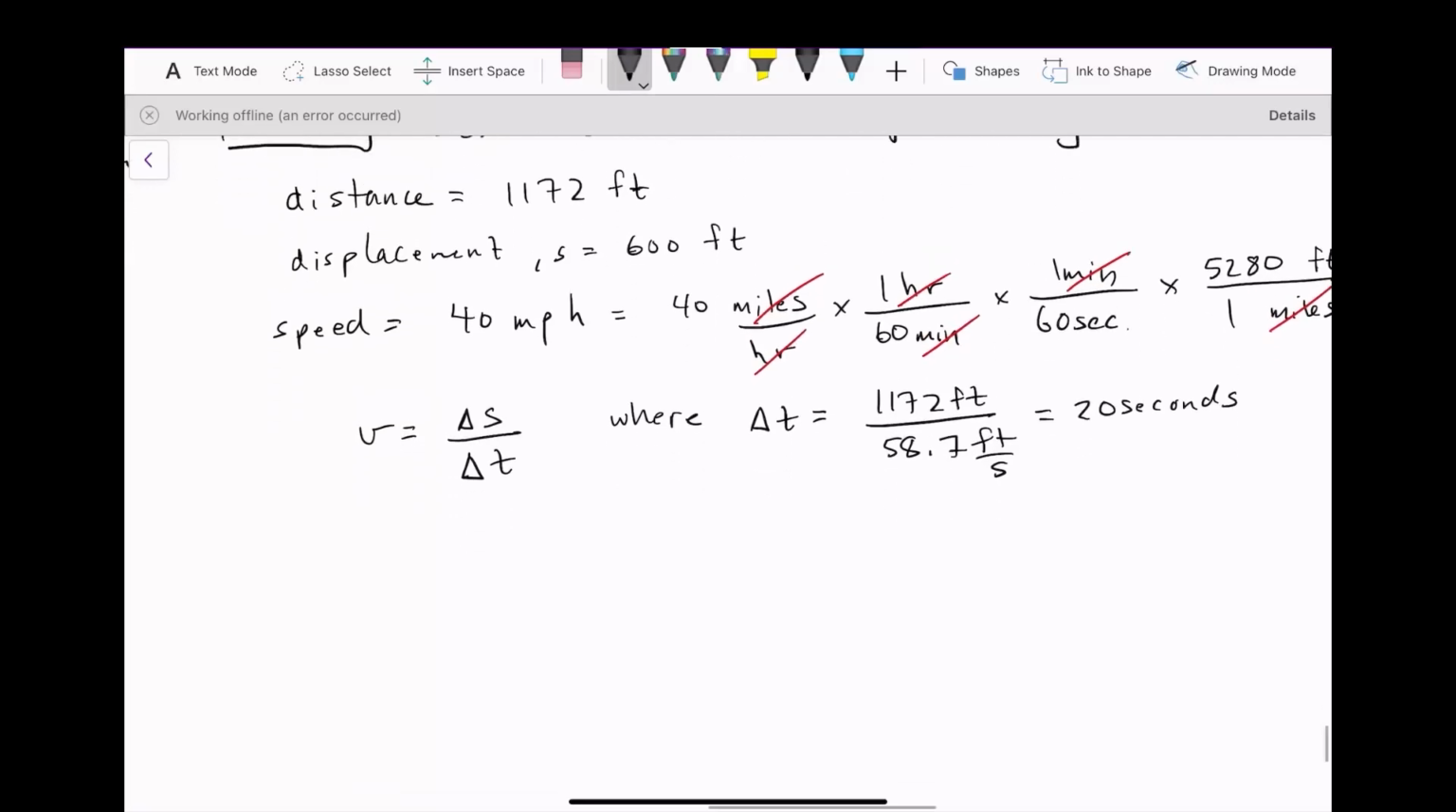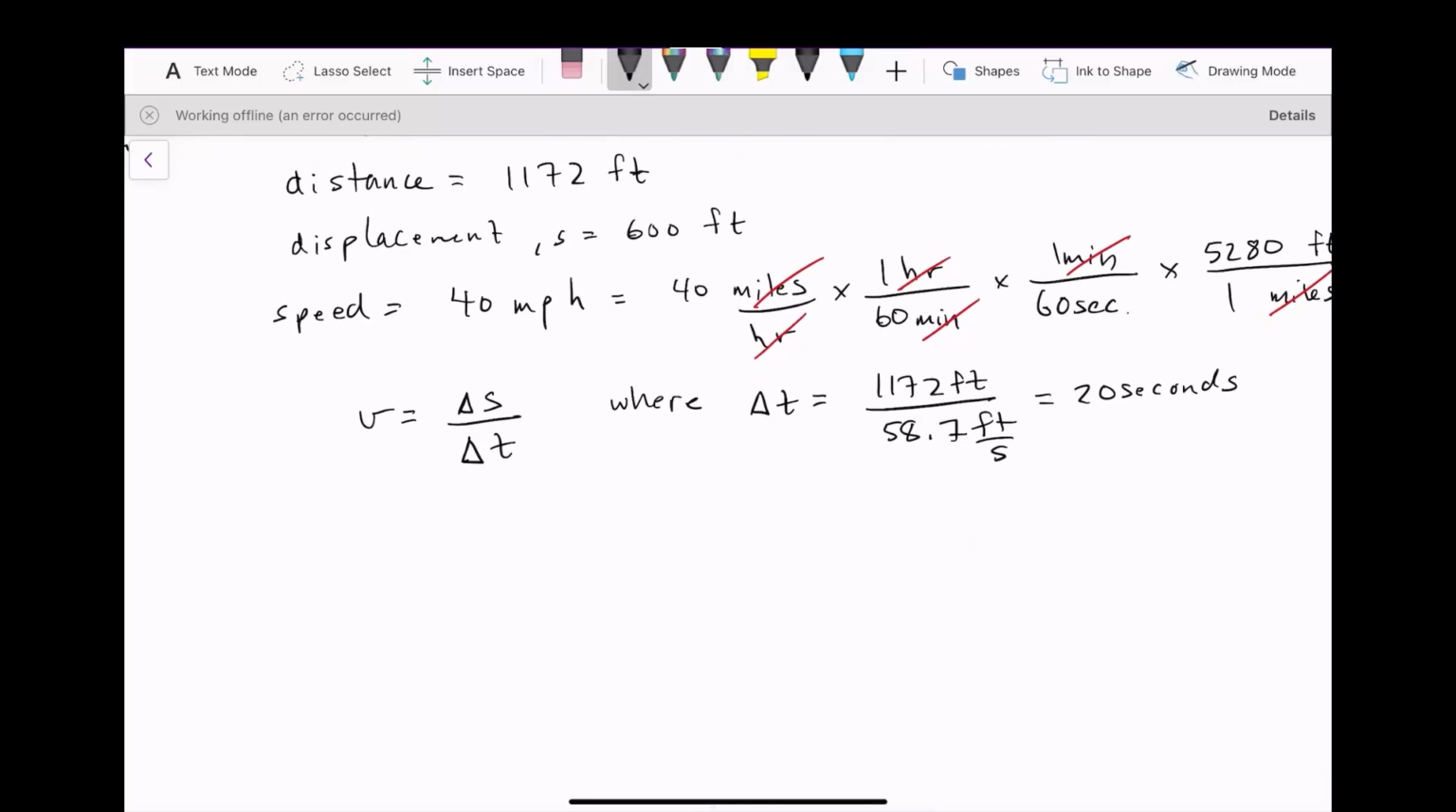Now, of course, we can use that based on the displacement that's given. So therefore, V is equal to 600 feet for the displacement, and we're going to divide that by 20 seconds. And so then that gives us 30 feet per second is our velocity.